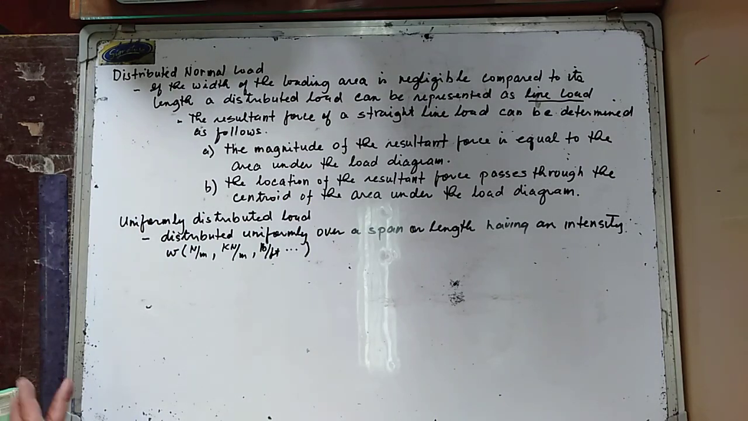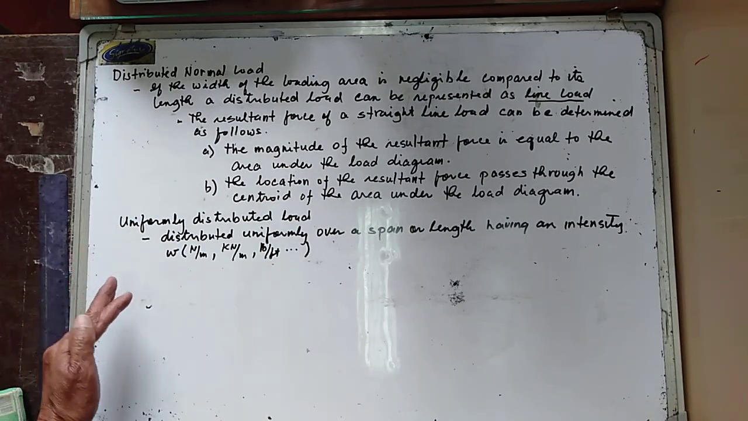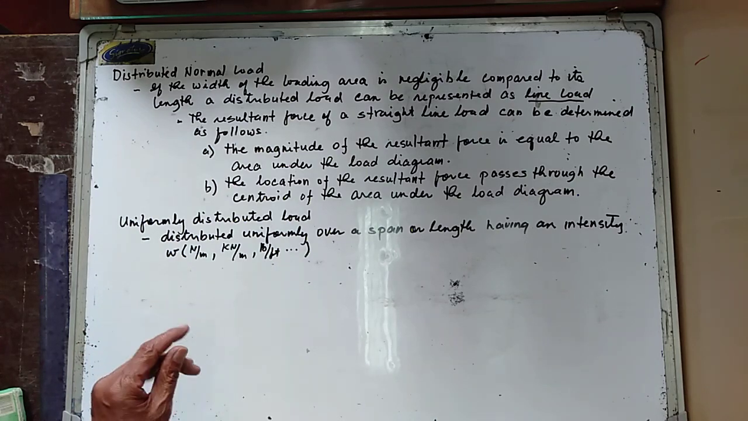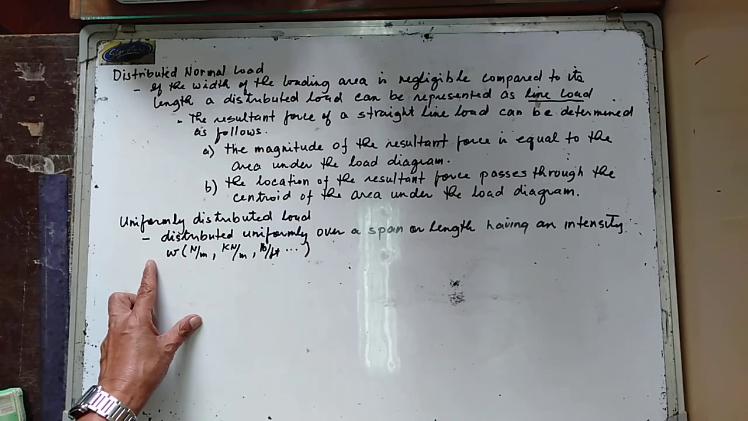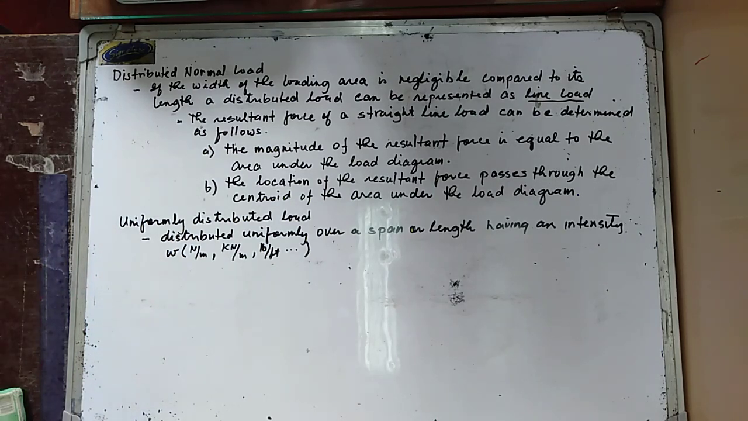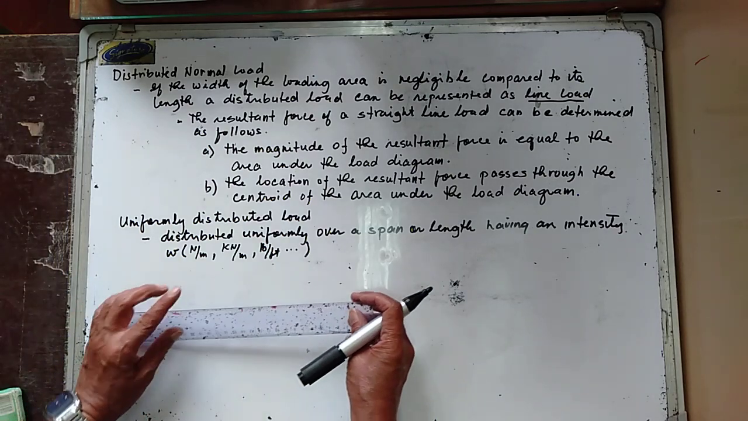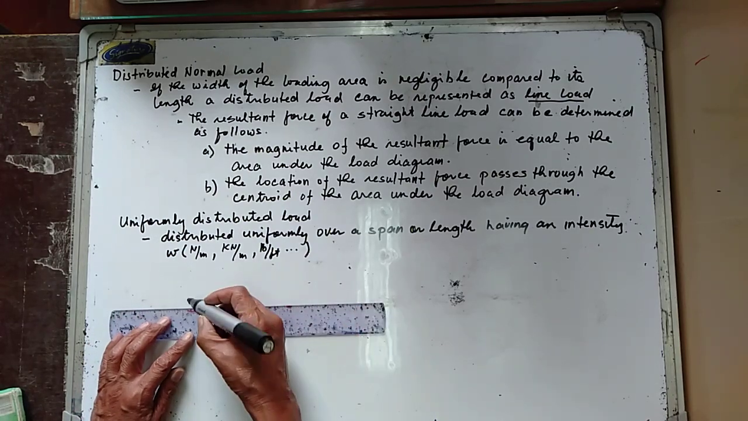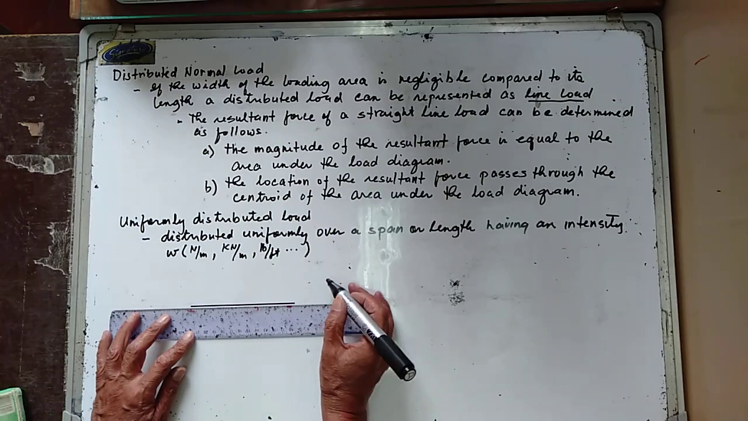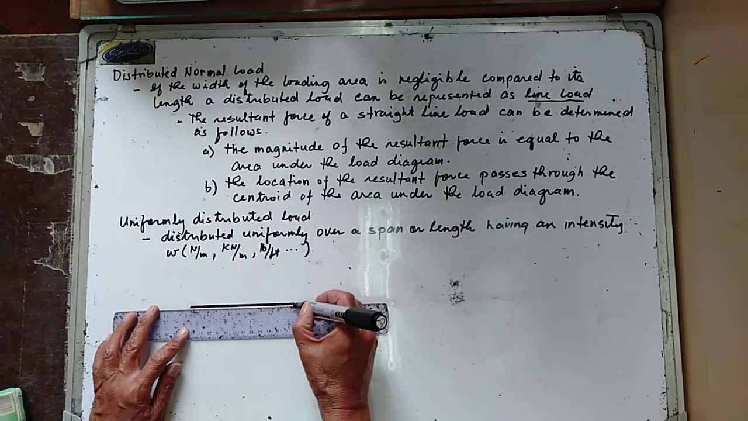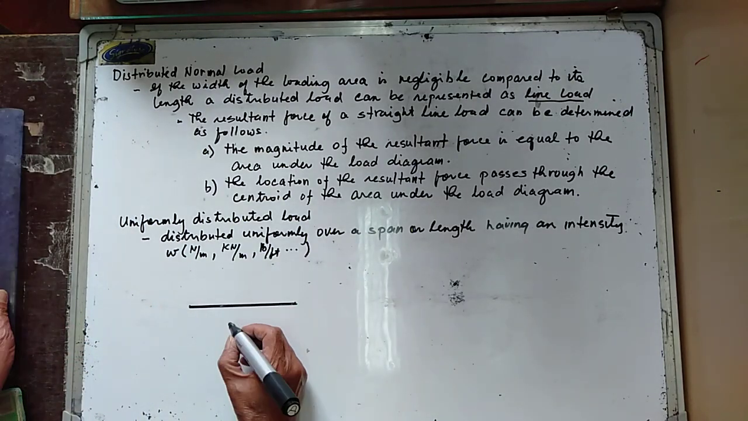So the intensity of a uniformly distributed load is represented by small w, and the unit is force per unit length, where the length is the span over which the load is distributed uniformly. Let us consider that this is a span of length L. So the length of this span is equal to L.